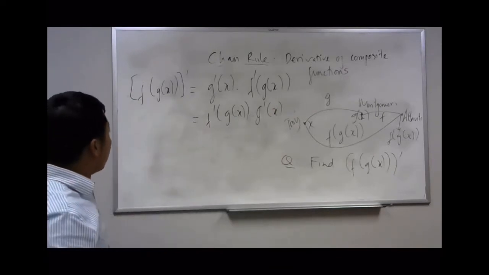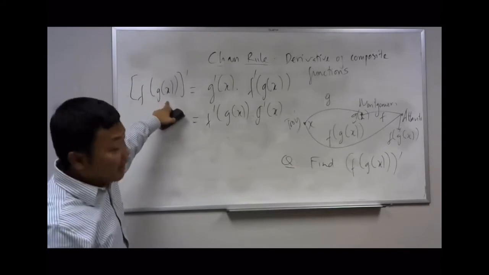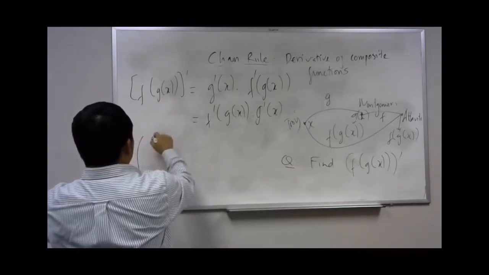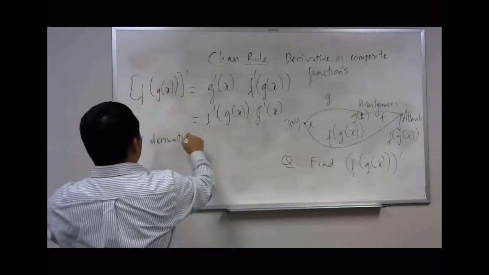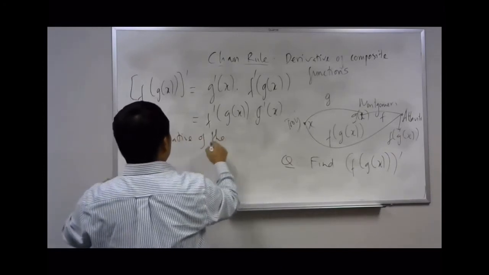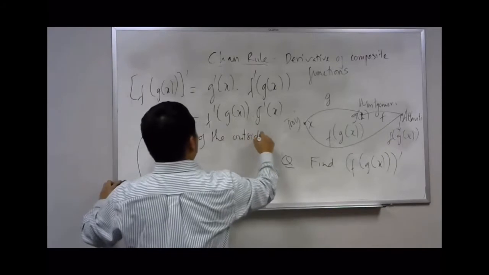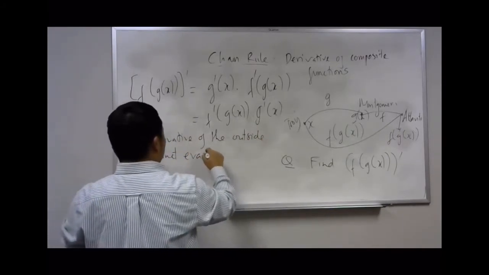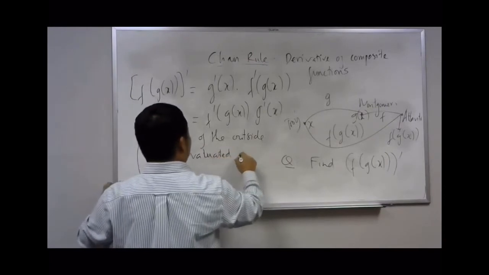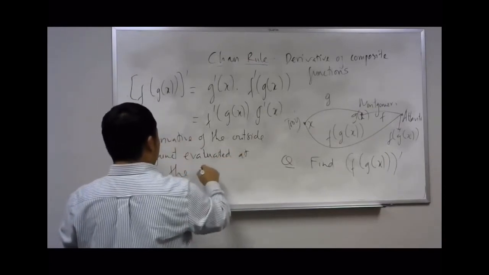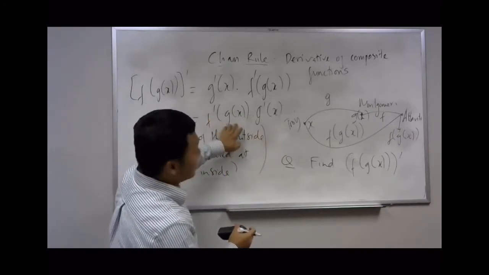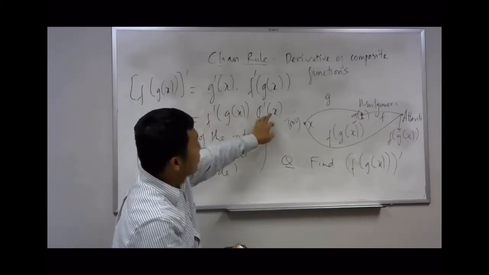Or sometimes we say the derivative of the composite function f of g of x is equal to the derivative of the outside function evaluated at the inside, and then multiplied by the derivative of the inside.